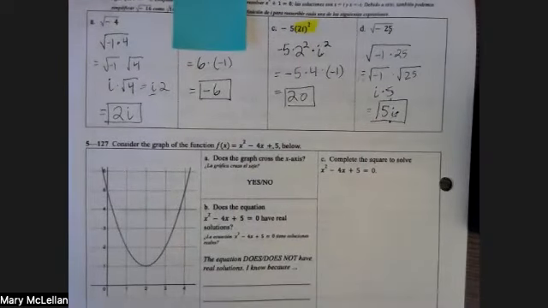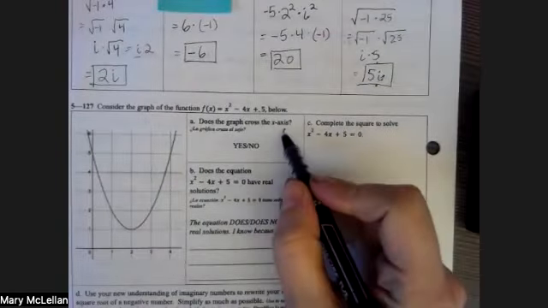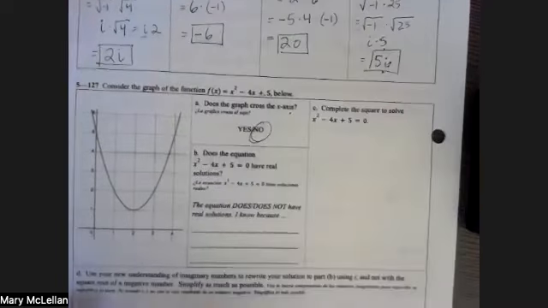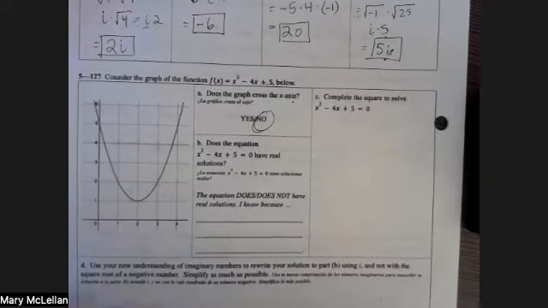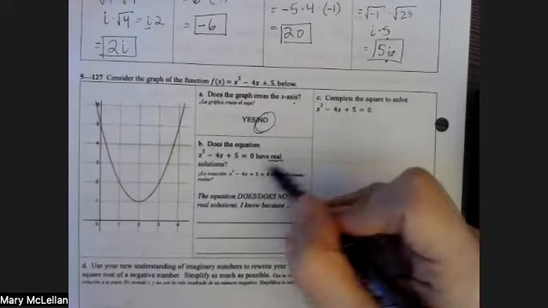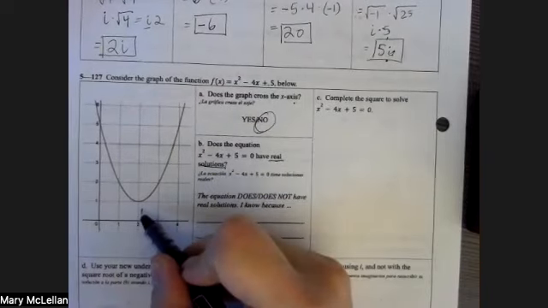Next problem. We consider the graph of the function f of x equals x squared minus 4x plus 5. This is that graph. Does the graph cross the x-axis? Well, I'm looking at it and it doesn't, so no. Does the equation have real solutions? Okay. Well, this is not written in perfect square form, but I know that the number of real solutions is the same as the number of x-intercepts.